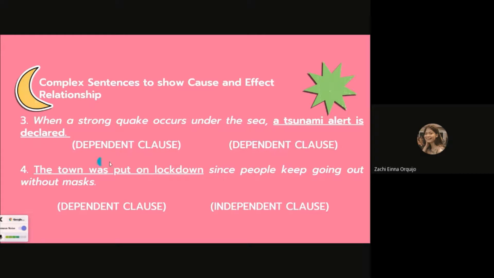And the fourth one is the town was put on lockdown since people keep going out without mask. So ano po dito ang cause and effect? So ang cause dito ay since people keep going out without mask. Yung pagpunta sa labas ng walang face mask, ang effect nun ay nagkaroon ng lockdown. So, since people keep going out without mask is the cause, and then the effect or the result of it is yung paglalagay ng lockdown. So, the town was put on lockdown is the independent clause, and since people keep going out without mask is the dependent clause.